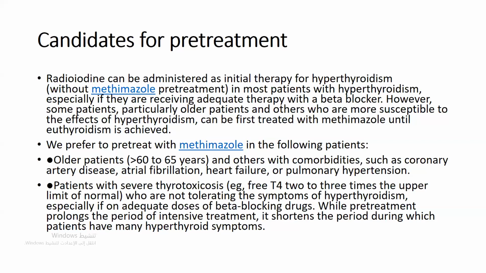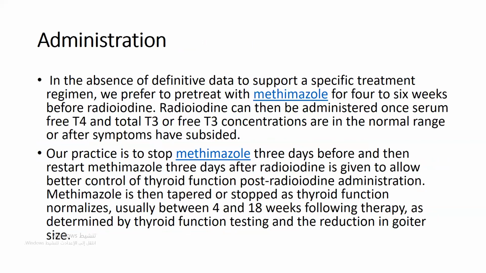We prefer to pre-treat with methimazole in the following patients: those who are elderly, more than 60 or 65 years of age, and others with comorbidities such as coronary artery disease, atrial fibrillation, heart failure, or pulmonary hypertension; and patients with severe thyrotoxicosis who are not tolerating the symptoms of hyperthyroidism, especially if on adequate doses of beta-blocking drugs. While pre-treatment prolongs the period of intensive treatment, it shortens the period during which patients have many hyperthyroid symptoms.